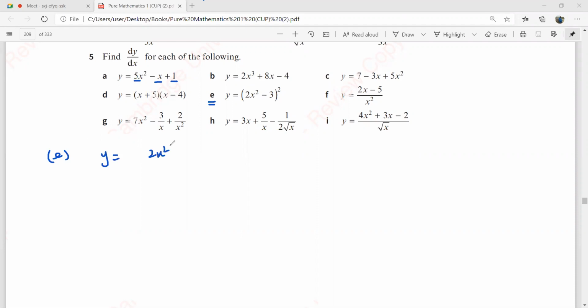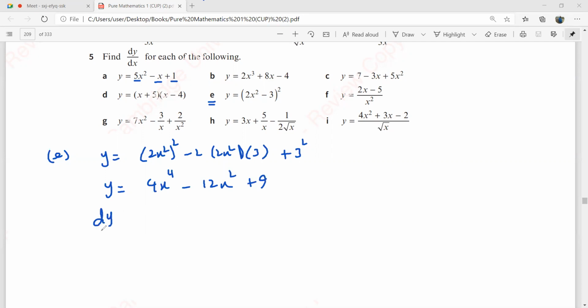So this is going to be a squared minus 2 into a into b plus b squared. So this y is going to be 4x to the power 4 minus 12x squared plus 9. Now we'll be differentiating this. You see, I was simplifying this. The moment I differentiate this, I'll be writing this as dy by dx, okay? This is 16x to the power 3, and this is 24x. That's it. That is the derivative of this given equation. The whole equation has been differentiated.